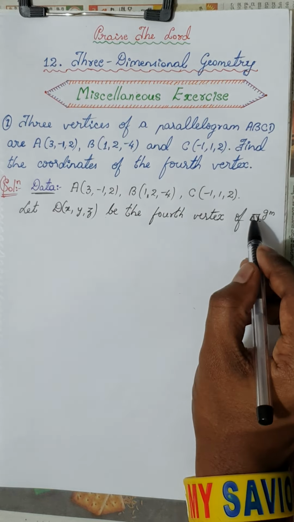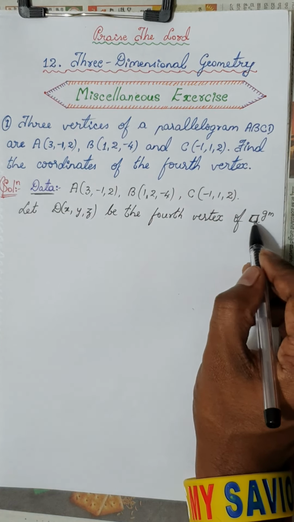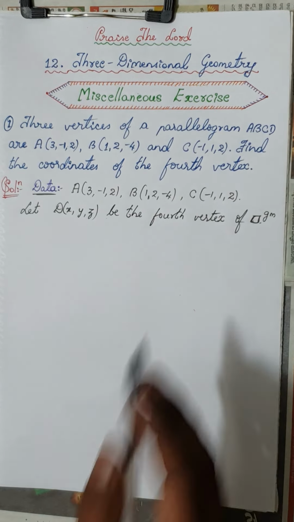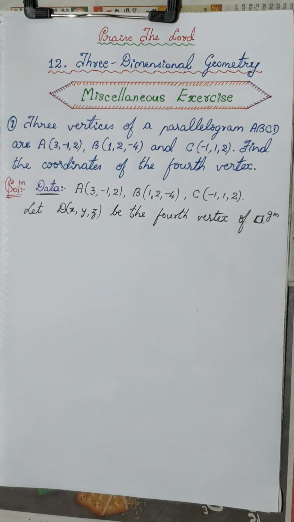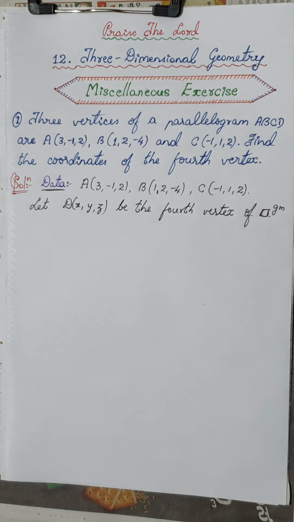We know the short form of a parallelogram is written as parallelogram ABCD. Anyhow, it's quite understandable. Note down the point which I'm going to tell you now. The diagonals of a parallelogram have the same midpoint.